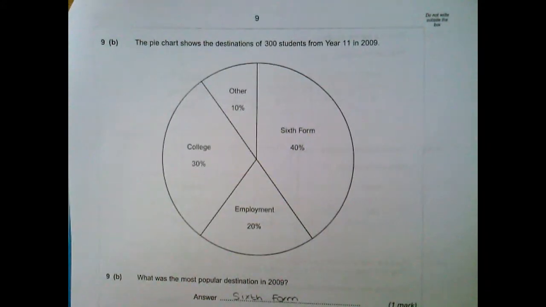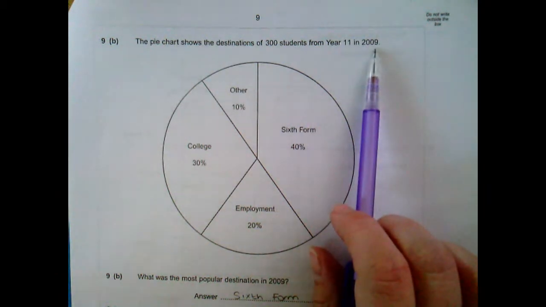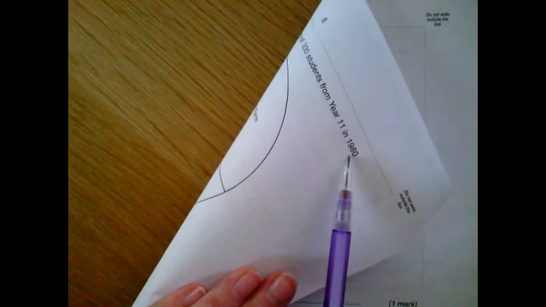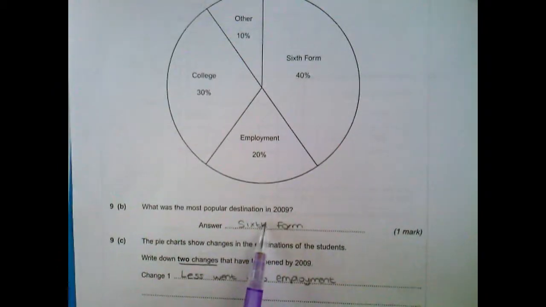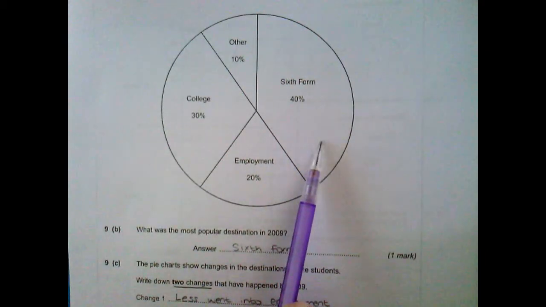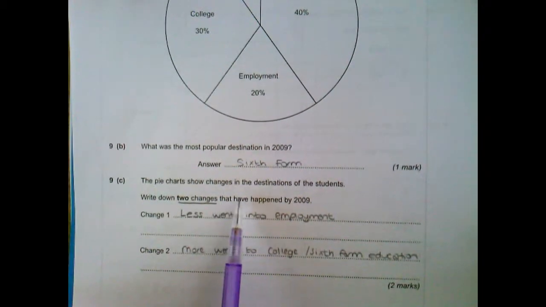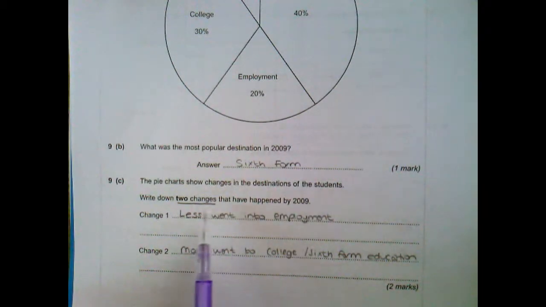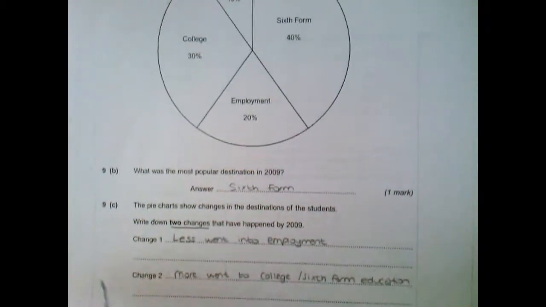Then part B, another pie chart, and this one is to do with 300 students again, but it's a bit more up to date. This is 2009, whereas the last one was 1980. So what was the most popular destination in 2009? Now the most popular destination is sixth form. And then it asks you, the pie chart shows the changes in destinations of the students that happened by 2009.